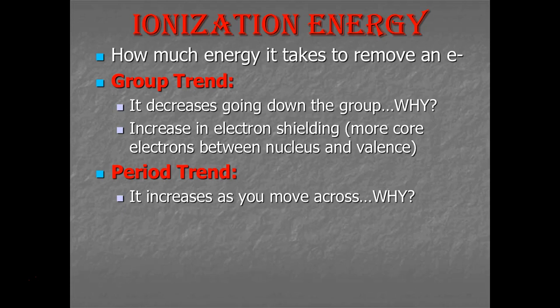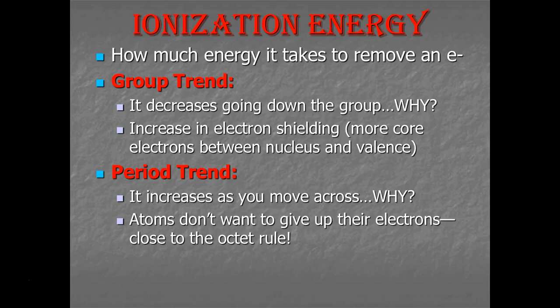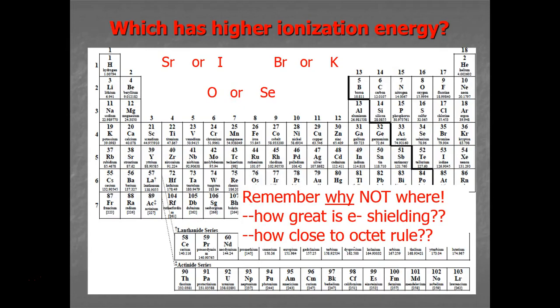And then for the period, as you're moving from left to right, the atoms are getting closer to being like noble gases. There's this thing called the octet rule, which says that atoms want 8 valence electrons so that they can be like a noble gas. I'm going to jump to a later part in this PowerPoint presentation to explain that. Because the atoms are closer to being like noble gases, they want to give up their electrons less.